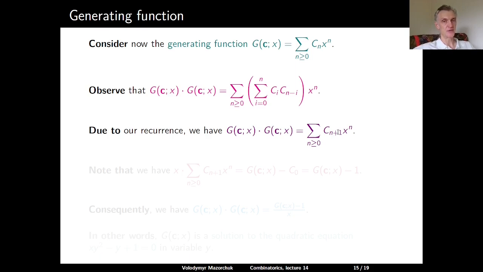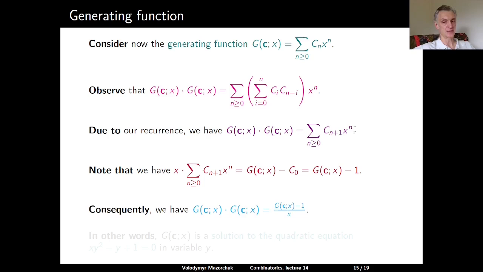So the product of the generating function with itself outputs the sum over all n, c n plus 1 times x to the power n. If we multiply this with x and add c0, we get our generating function back, which means that our generating function satisfies the following equation. The square of the generating function equals the generating function minus c0, which is just 1, divided by x. Or in other words, our generating function satisfies the quadratic equation x y squared minus y plus 1 is equal to 0 with respect to the unknown y.